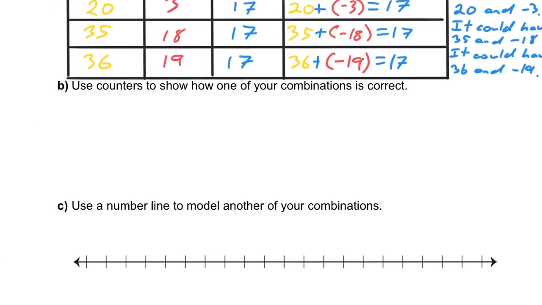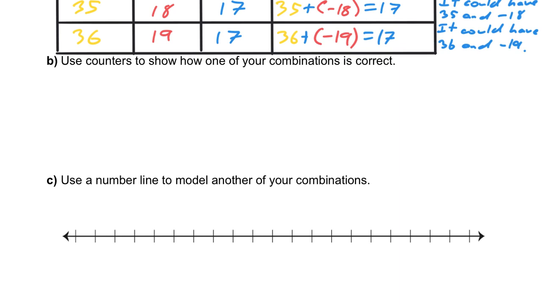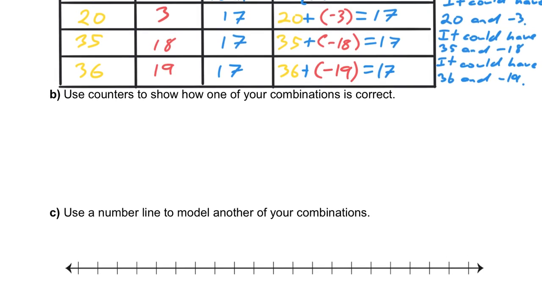For the next question, it says, use counters to show how one of your combinations is correct. I'm going to use the one with the least number of counters. So let's look at that first one, 20 positive points and 3 points against, 3 negative points. So here I have 20 counters in groups of 5, right? We've got 5, 10, 15, 20. That's from here. Then we need to add our 3 negatives. So we'll just add our 3 negatives.